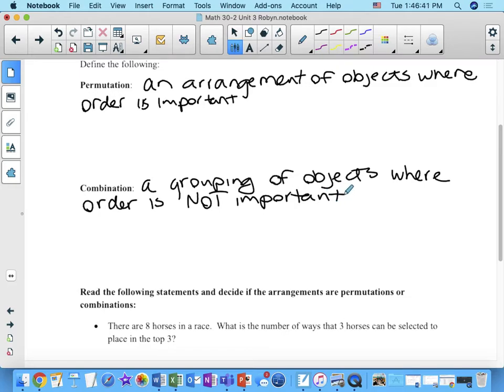Okay, so things to look out for. And actually, we just discussed this a couple minutes ago. In a permutation, objects go to a specific place.